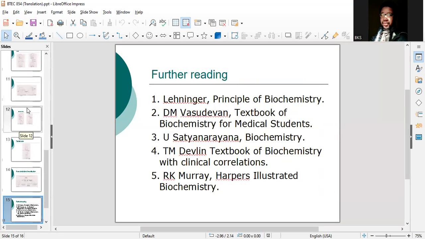So I have three to five textbooks you can consult. You can read more on what I discussed in the class, right from the subcellular component to this stage.